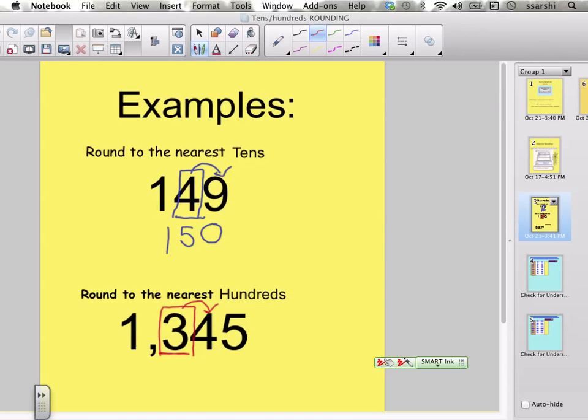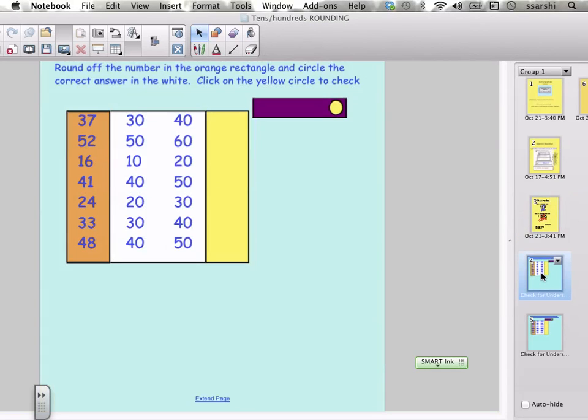So it's telling the number 3, the digit in the house where the magic is happening, to leave it alone, which means stay the same. Everything to the right of the house turns to a 0. To the left of the house stays the same. So 1,345 rounded to the nearest 100 would be 1,300. So let's look at a couple examples here.